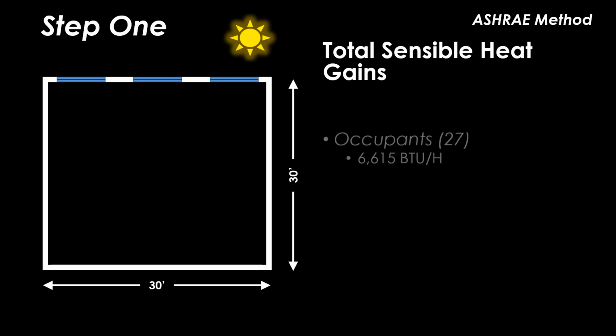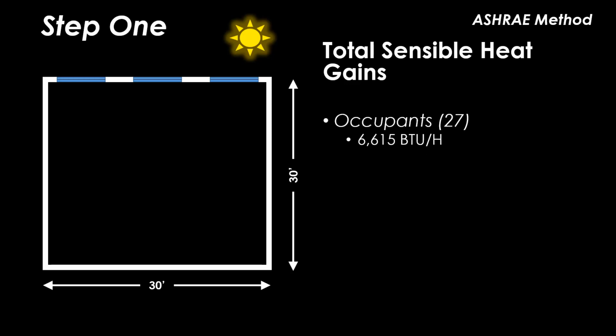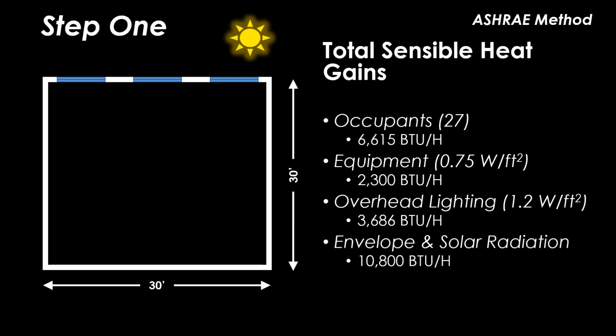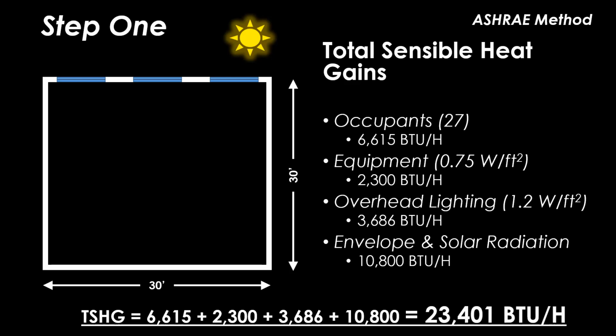In our example, the occupant's sensible heat load for 27 occupants at 245 BTUs per person is 6,615 BTUs per hour. The equipment load, which includes items such as desktop computers and desk lighting, is 2,300 BTUs per hour. The overhead lighting load is 3,686 BTUs per hour, and the envelope loads due to conduction through the walls and gains from solar radiation is 10,800 BTUs per hour. The sum of all these sensible heat gains, TSHG, is 23,401 BTUs per hour, or around 26 BTUs per hour per square foot.